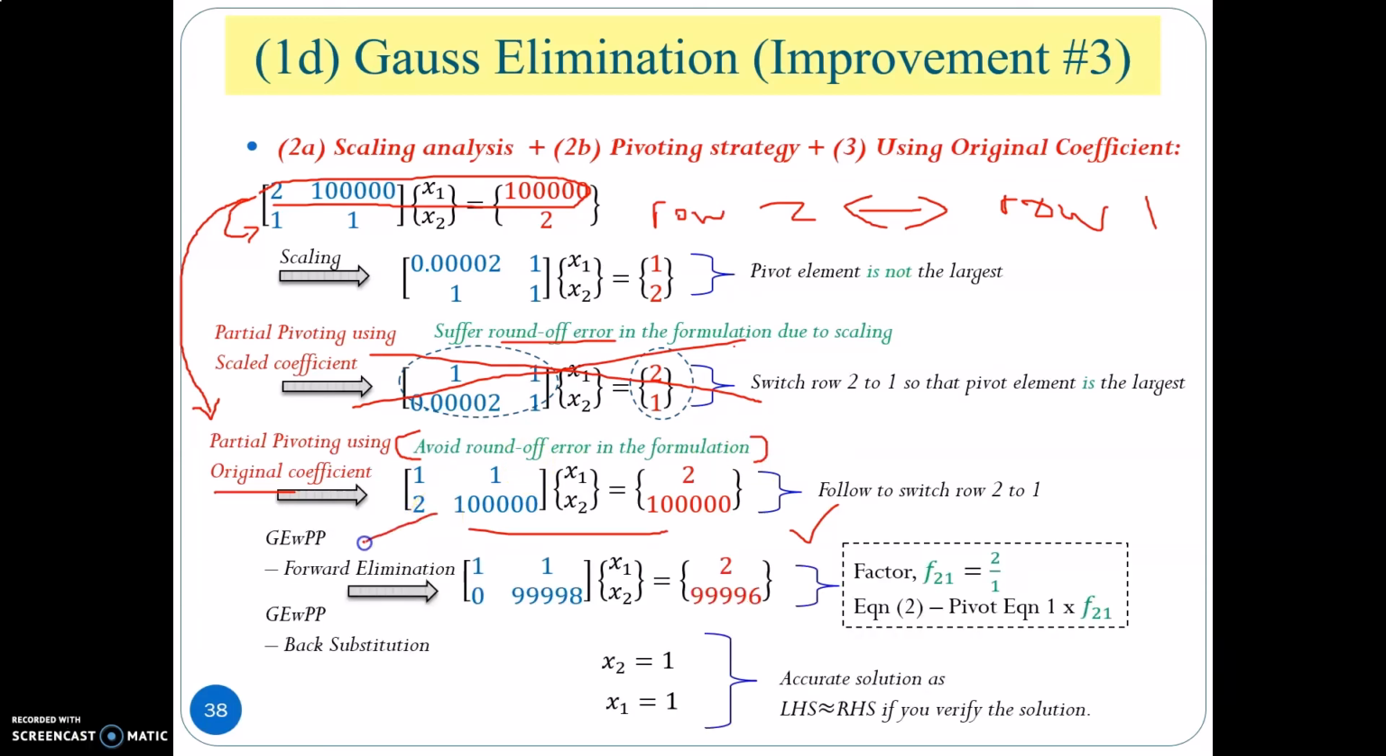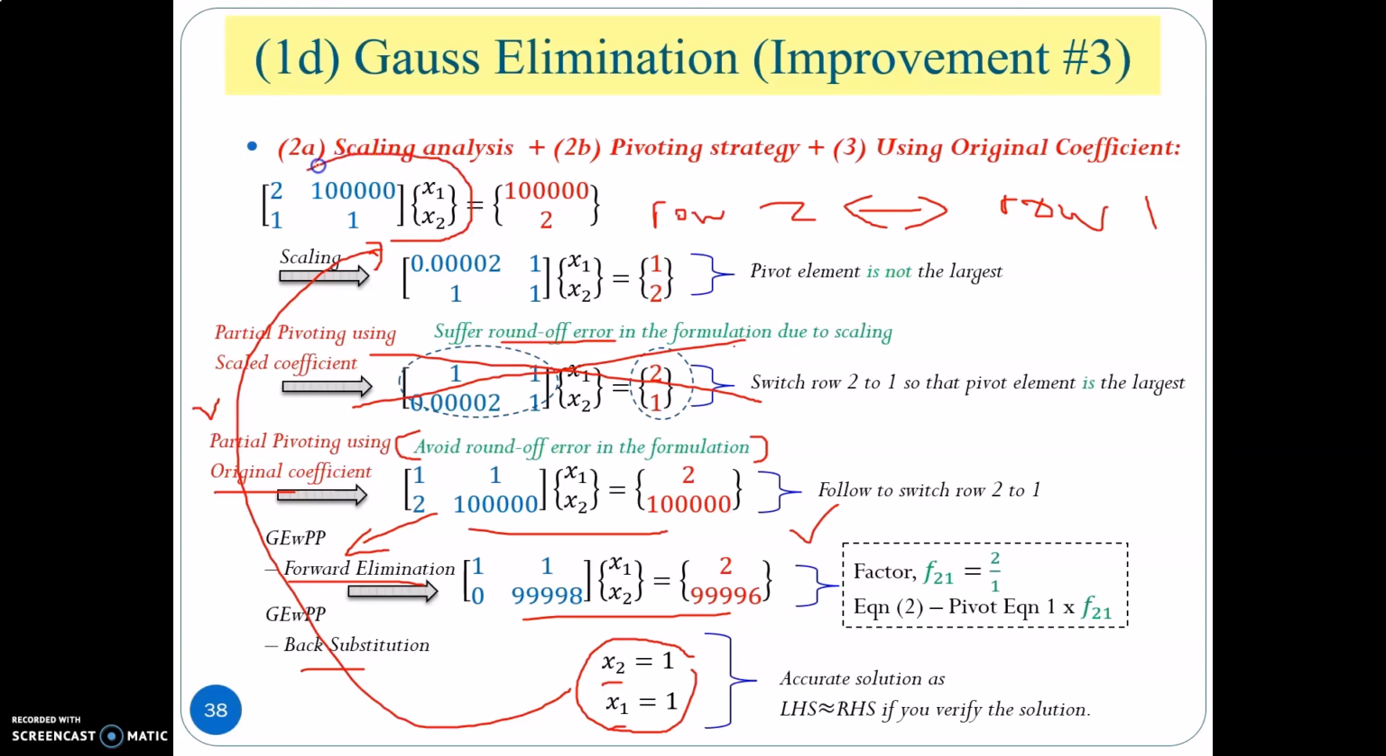Then you can continue for the Gauss elimination method. Firstly, you perform the forward elimination to obtain this result, and then you perform the back substitution to obtain the x2 and x1 solution. To check this solution, you substitute it back to the original equation. If the left hand side is equal or almost equal to the right hand side here, then we can say the solution is accurate.